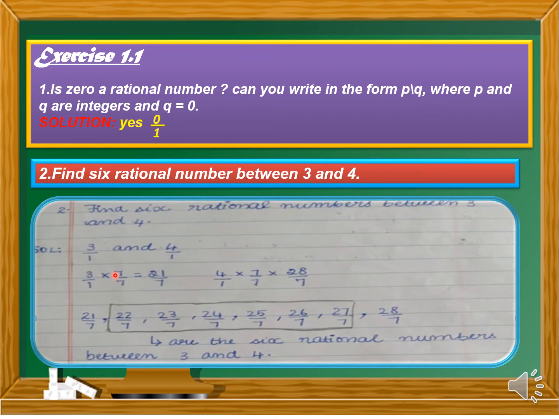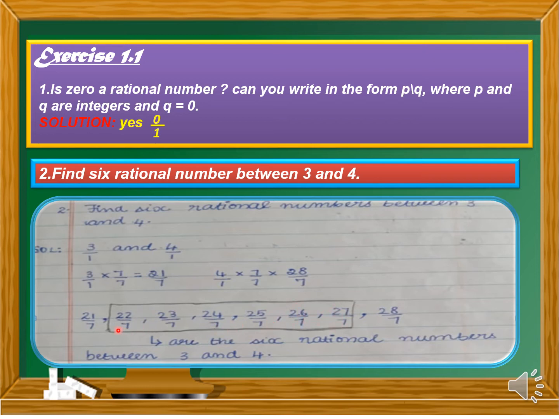So 3 by 1 into 7 by 7. 3 into 7 is equal to 21. 7 into 1 is equal to 7. Again 4 into 7 is equal to 28. 7 into 1 is equal to 7. So these are the numbers obtained from 3 and 4 by increasing the value. So we can see rational numbers between them, that is 22 by 7, 23 by 7, 24 by 7, 25 by 7, 26 by 7, 27 by 7.